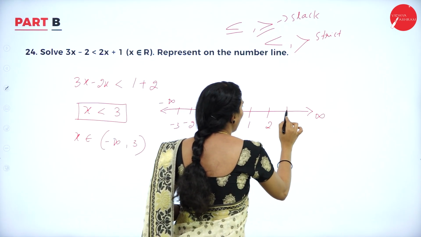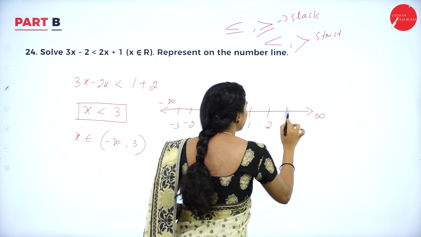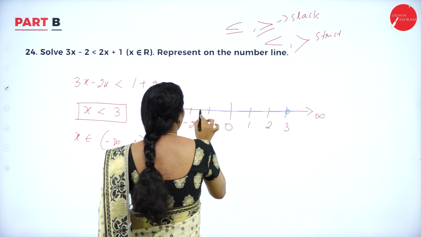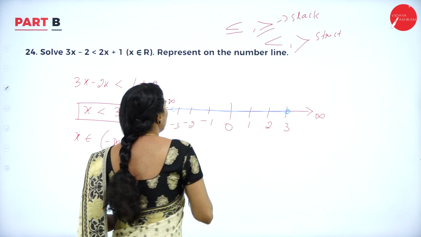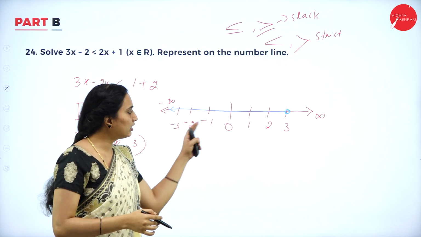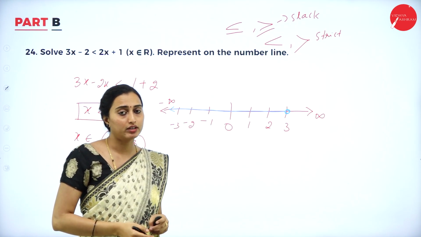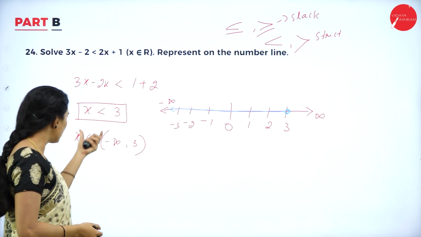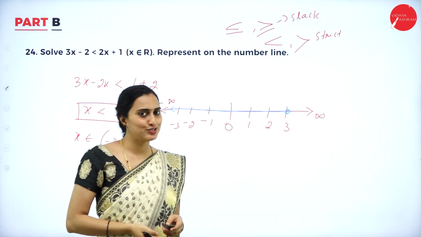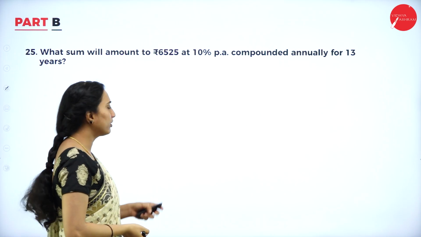Strict inequality means hollow circle. I hope you are finding this color, hollow circle, and then write a line up to minus infinity. This is what the number line representation, and they are going to provide 1 marker. Graph 1 marker, solving and writing 1 marker. Understood? I hope you understood this question also. We'll be moving on to the next question.